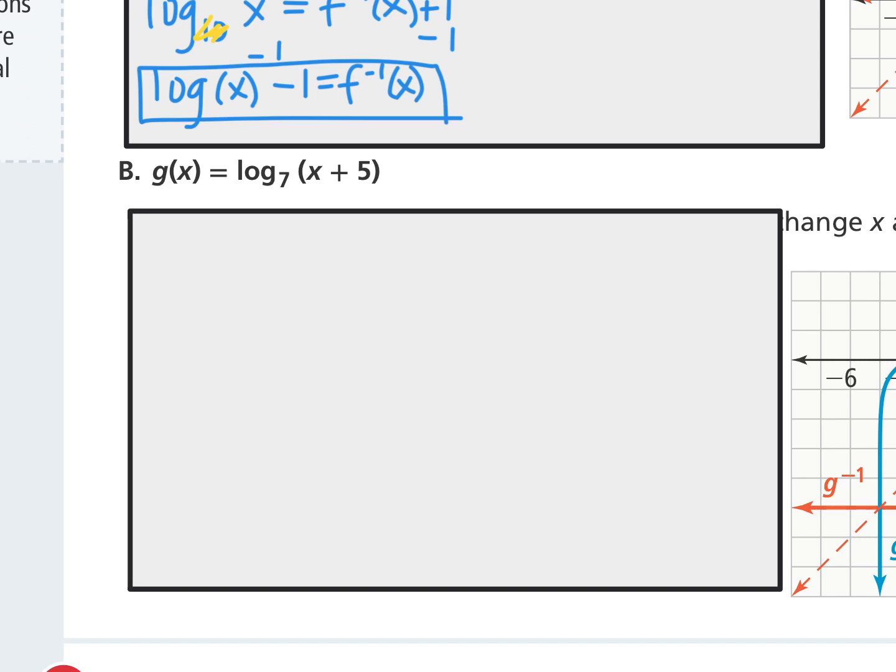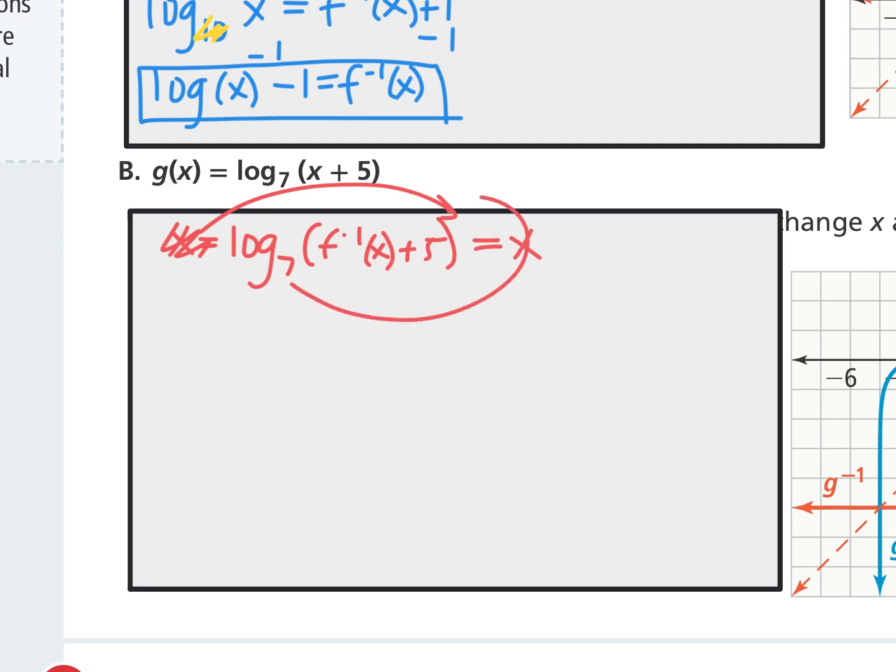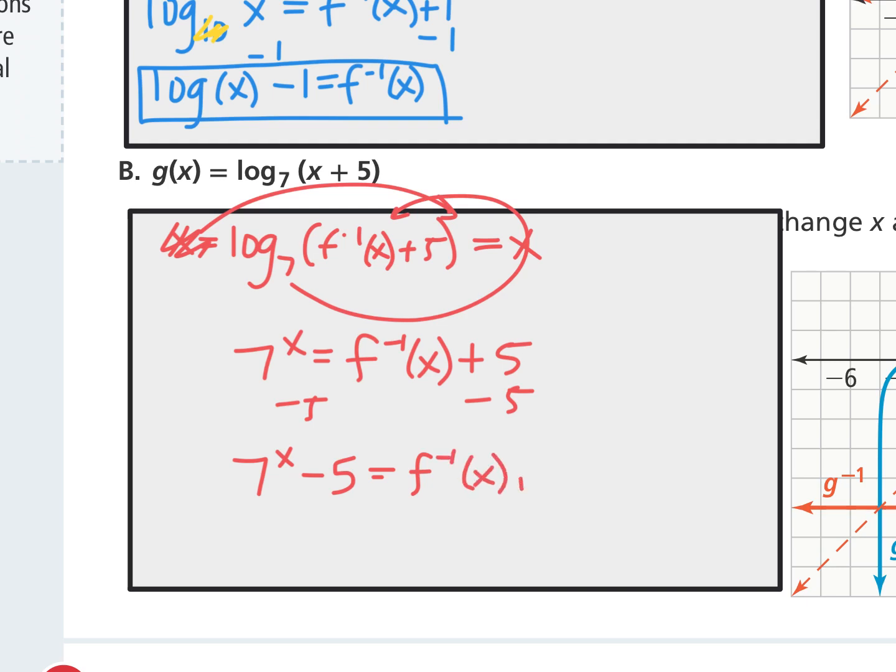Same idea. We're going to switch these. So x equals log base 7 of the inverse plus 5. Because I have log, I want it to be on the left, so I'm going to rewrite this. One thing you'll see me do in the future is just scribble that out and move the x to the other side. Now I can write the loop. So this is 7 to the x equals the inverse plus 5. And now I can subtract 5 from both sides. So the inverse is going to be 7 to the x minus 5 equals the inverse.